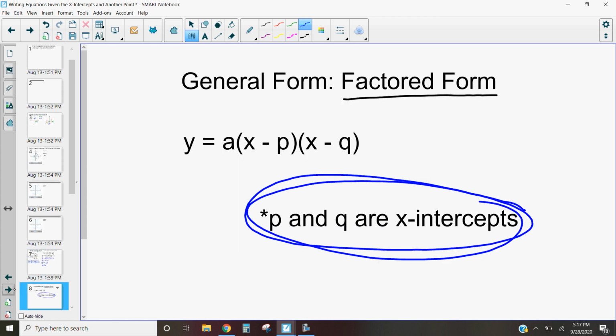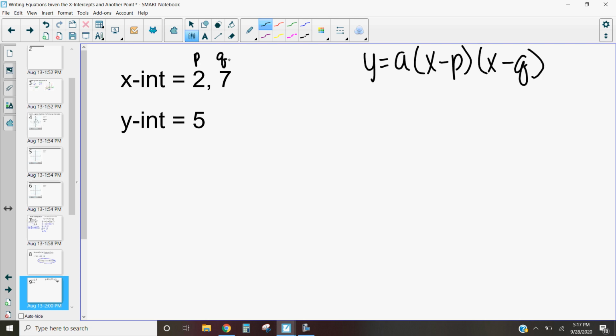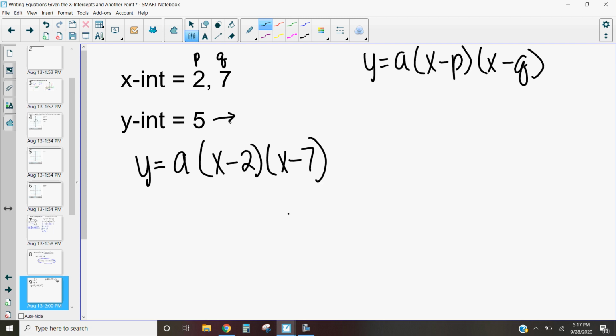So let's take a look at this next one all together. We're going to do the exact same thing. So remember, we want to be in factored form. So y equals a times (x minus p) times (x minus q). And remember, this is p and this is q. So let's substitute it in here. y equals, I don't know what my a is yet, but (x minus 2) times (x minus 7). And I'm going to use this point where the y-intercept is 5. So what that means is I have this point at (0, 5), and I want to figure out what a is using that point.